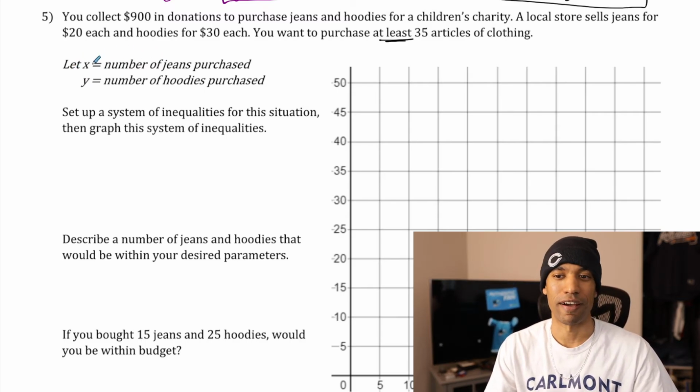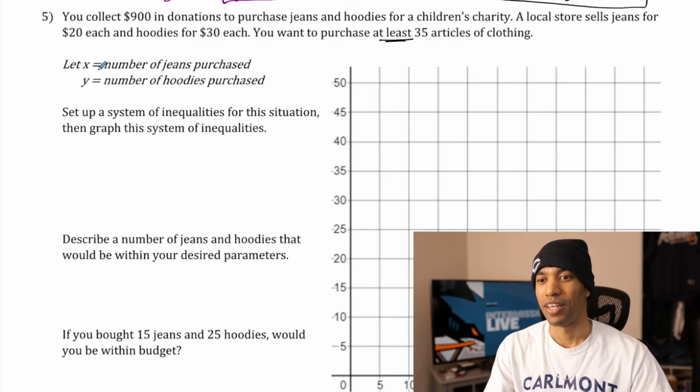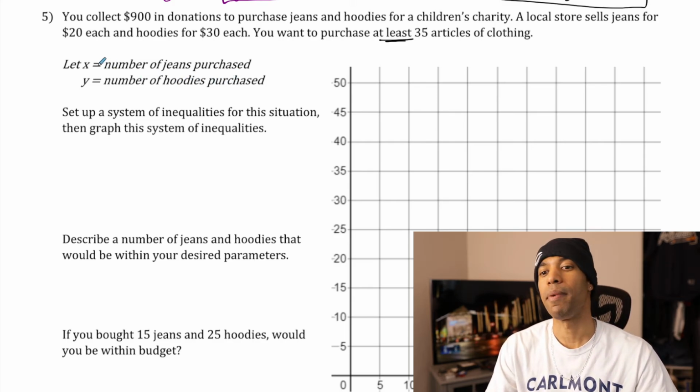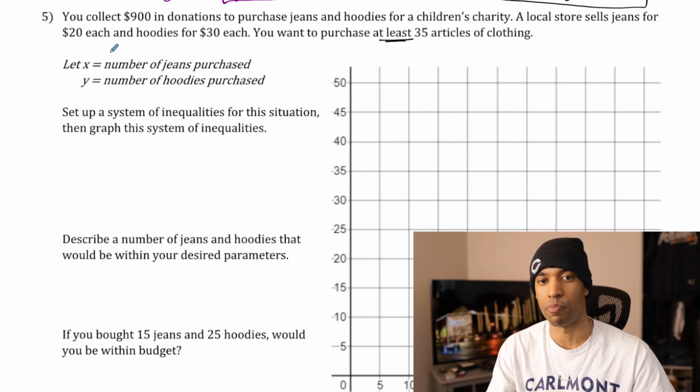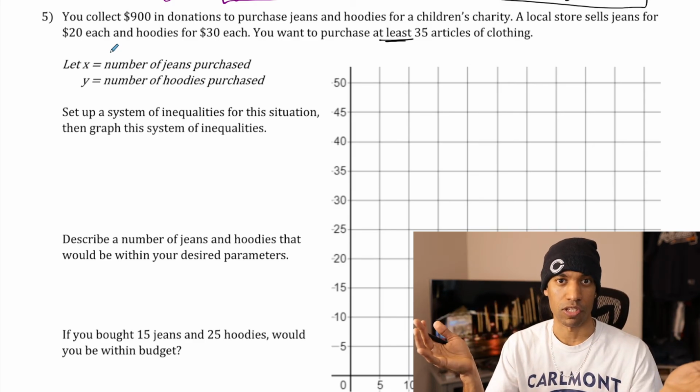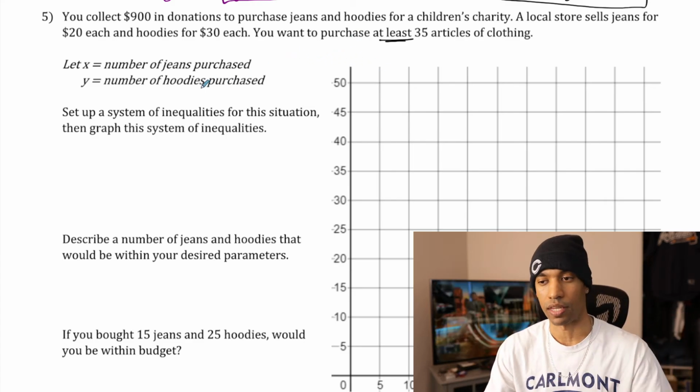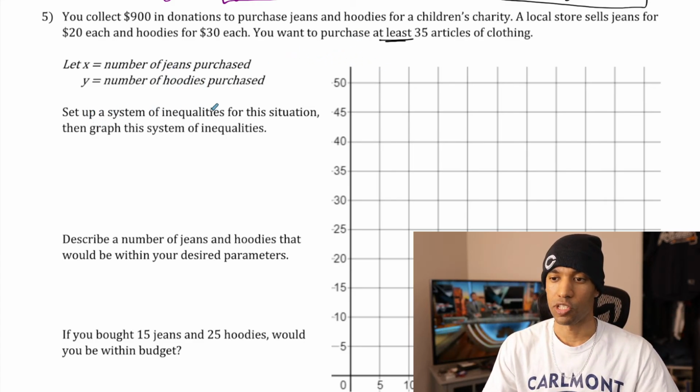All right, this time I define the variables for you just to get things started. Let x equal the number of jeans purchased. Let y equal the number of hoodies purchased. The main reason I wanted to do this is because we're going to graph it, and I wanted to make sure all graphs align the same way. If you swap x and y, then you have a different y-intercept and things like that when you graph them. All right, set up a system of inequalities.